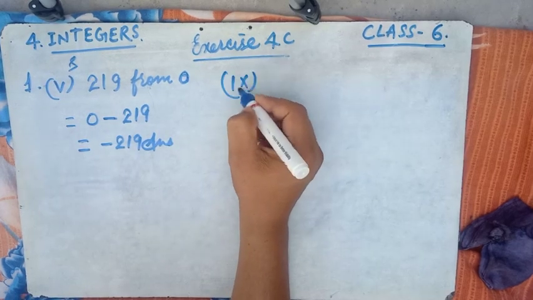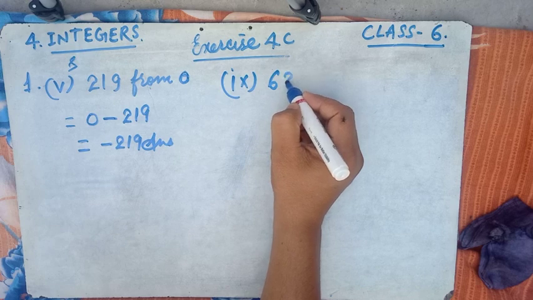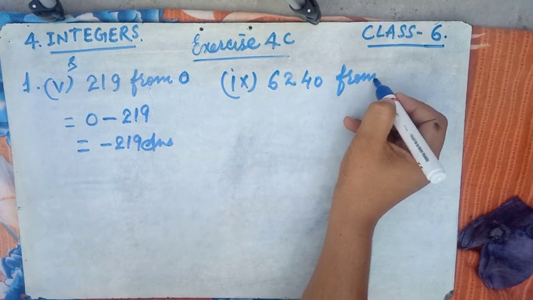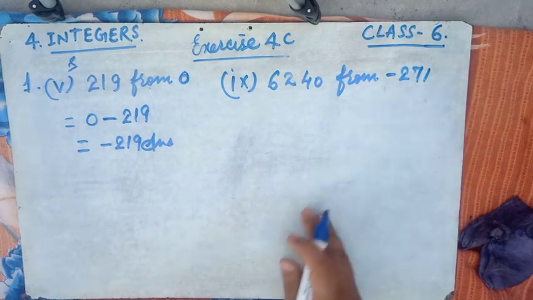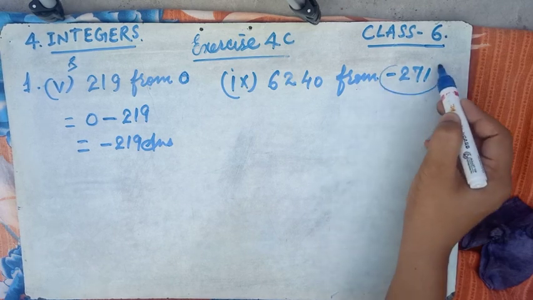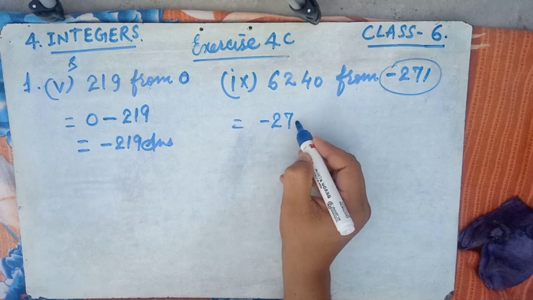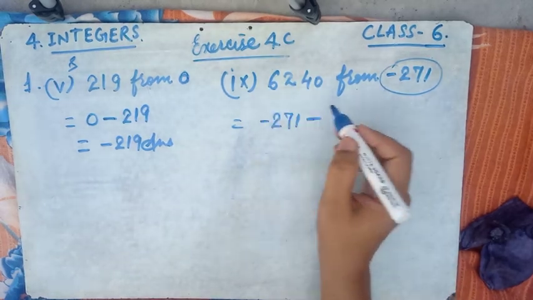Suppose sub-question 9 says subtract 6240 from minus 271. So have a look, after "from", this number is written. Now bring the first, okay, then put the minus sign. Why? Because we have to subtract and add the first term.